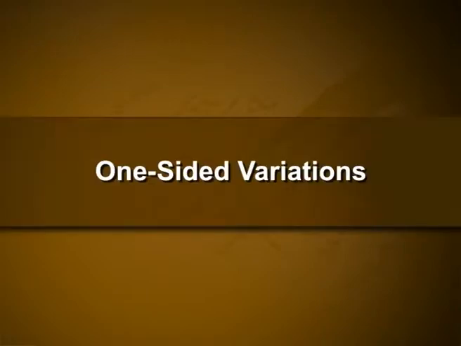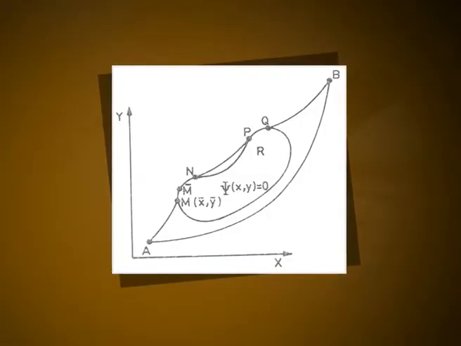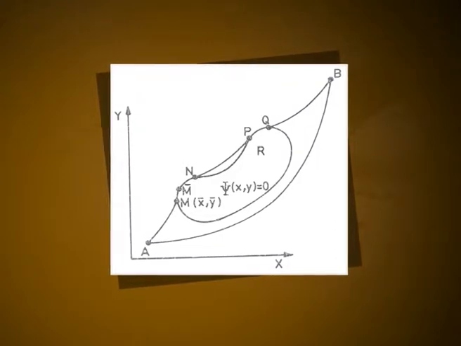One-sided variations. Let us consider again the functional 1 and suppose that a restriction is imposed on the class of permissible curves in such a way that the curves cannot pass through points of a certain region R bounded by the curves psi of x, y equal to 0, as shown in figure 3. In such a problem, the extremizing curve C either passes through a region which is completely outside R, or C consists of arcs lying outside R and also consists of parts of the boundary of the region R.